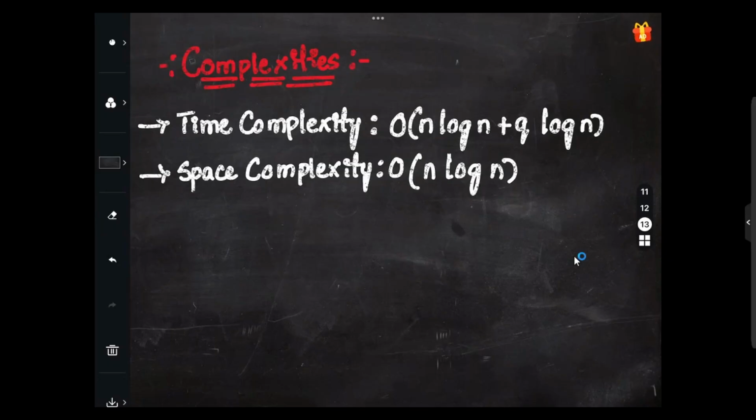So the final step here is, let's discuss the complexities and then let's write the code, right? So what will be the time complexity here? The time complexity would be n log n plus q log n, because the segment tree for the cost will lead us to log n.